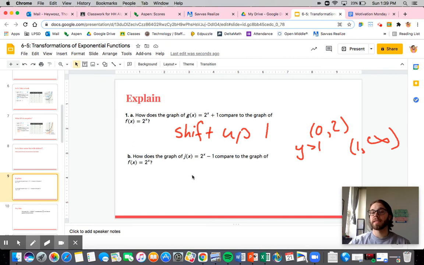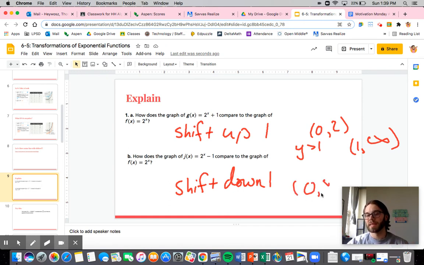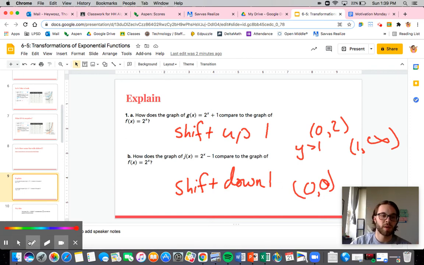So what if I subtracted 1? Same idea. It is now going to just shift down. The thing you have to be careful about is your original y-intercept is (0, 1). So when you go down 1, it's now actually at (0, 0). That's kind of weird, but that's what it ends up being.